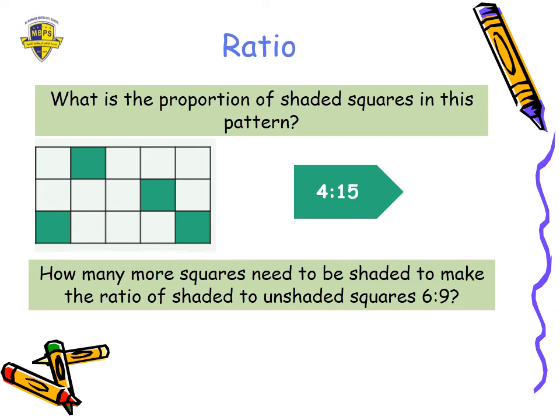Now if we want to make the shaded 6, not 4, so how many we have to color or to shade green? How many squares? 2. Good job. So we have to shade 2 more squares.